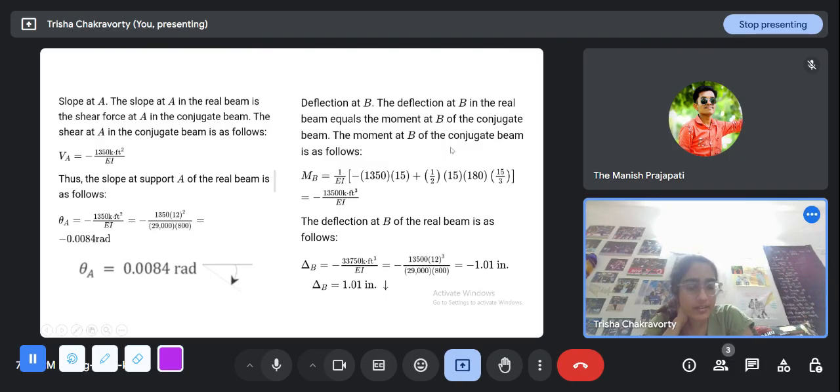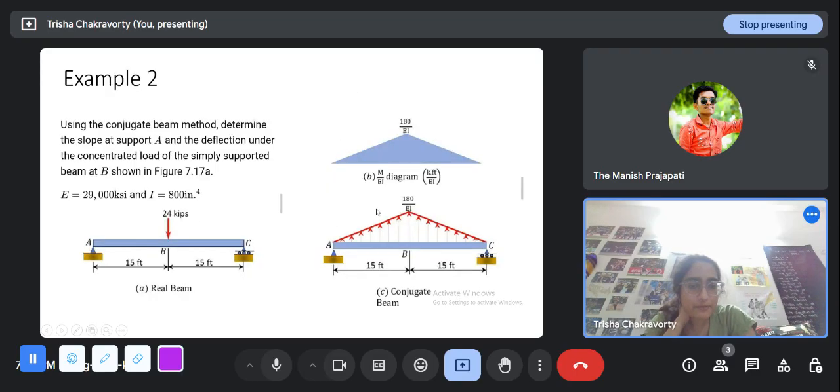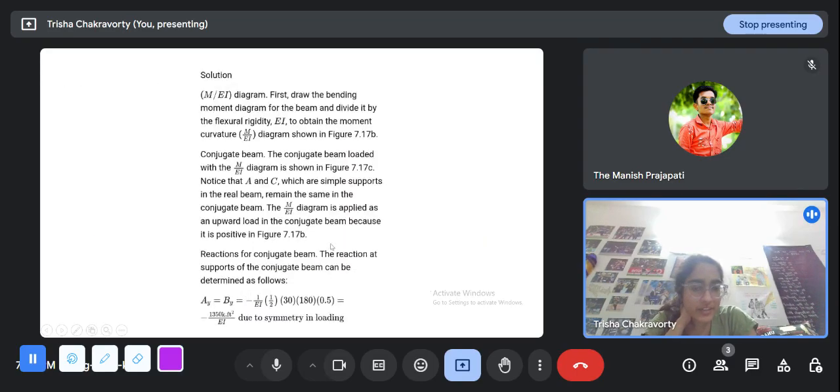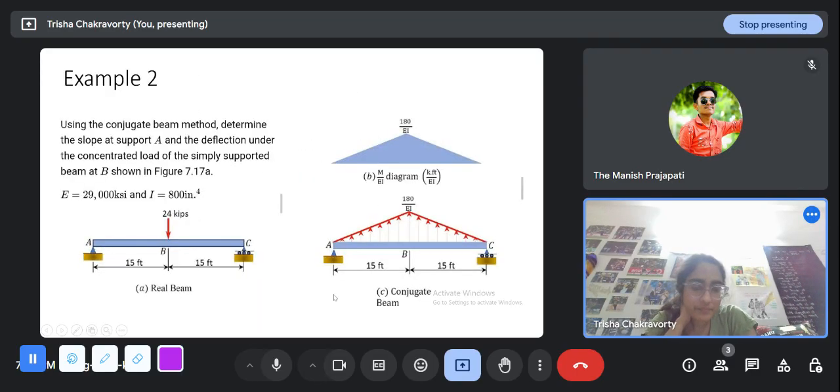The moment at B in the conjugate beam, let's see how to find that. I know the support reaction here. So if I'm coming from the left side, the moment at B will have two components: one due to the support reaction at A, and one due to the triangular loading up to B. Do not look at this side. We have already studied this, but this is a revision of how to find out bending moment at any point.